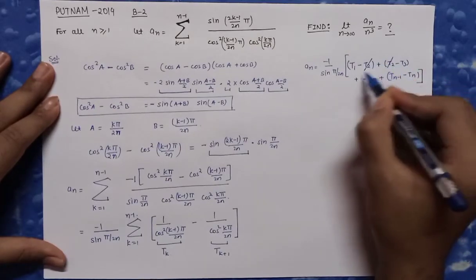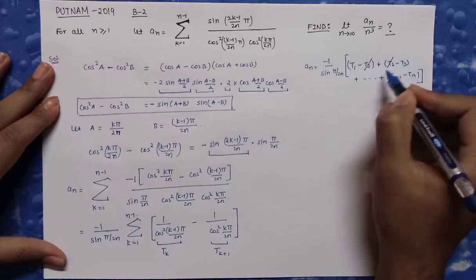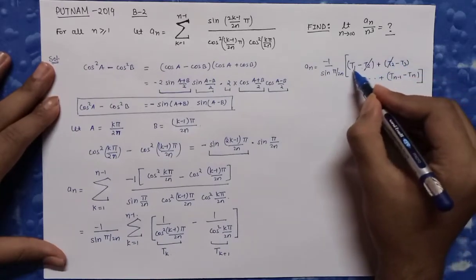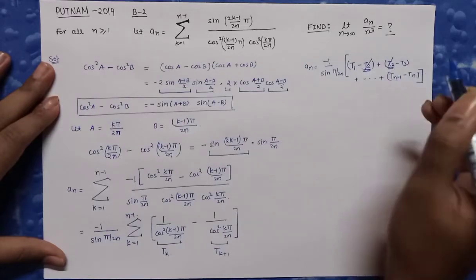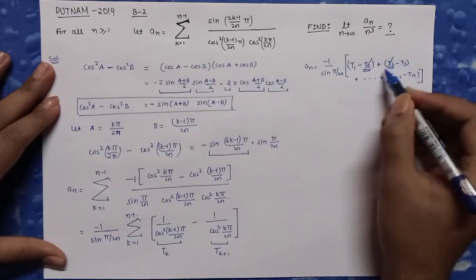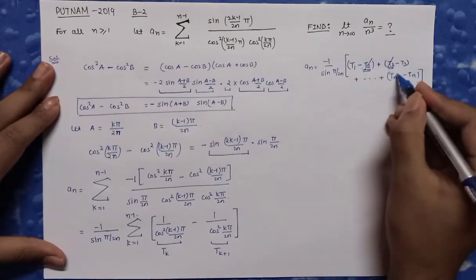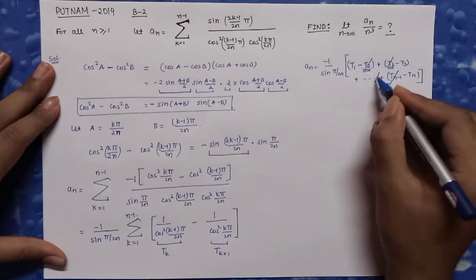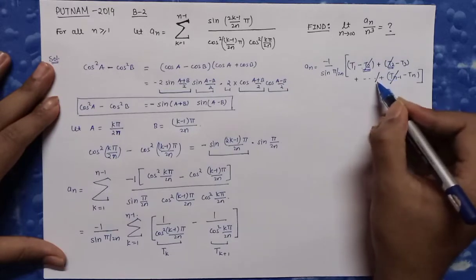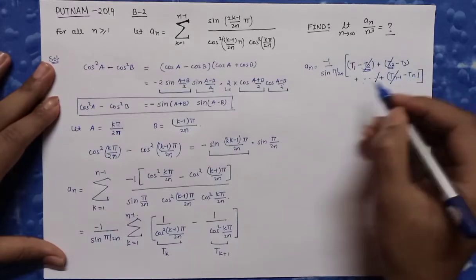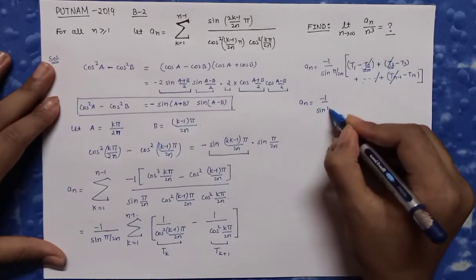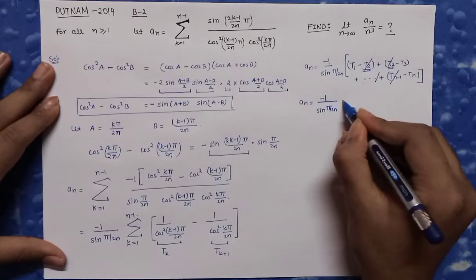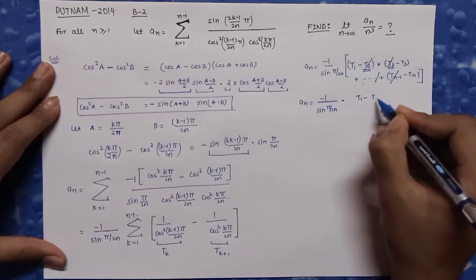Now the t2 part will cancel this. In the next term, t3 minus t4, the t3 will cancel out. Thus we can observe that in any bracket, the last term is cancelled out with the first term of the second bracket. So likewise, if we carry on cancelling, then tn minus 1 will be cancelled out with the term tn minus 1 in the previous bracket. So I will be left with an equals to minus 1 by sine pi by 2n multiplied by t1 minus tn.